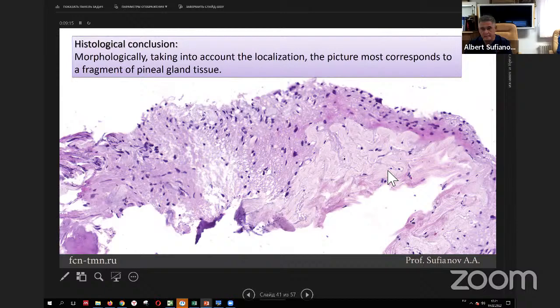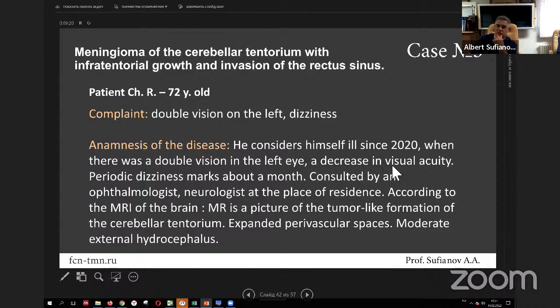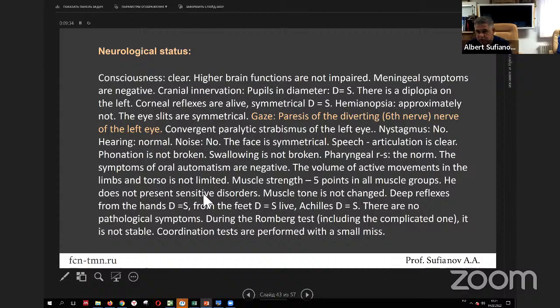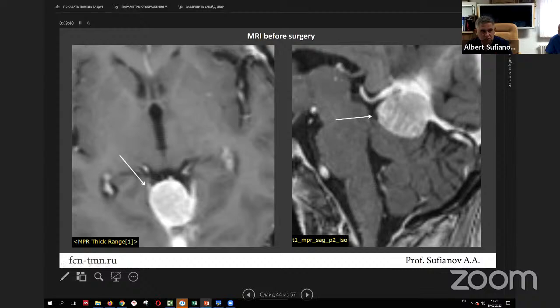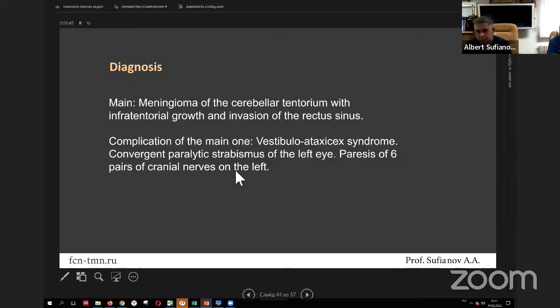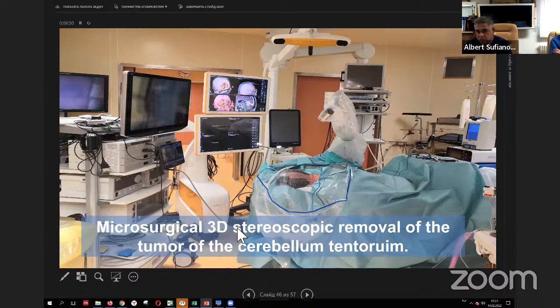And the third case, the last case I want to show, is about a meningioma of the cerebellar tentorium, which invades the rectus sinus. It's not an easy case for us. This is the MRI before, you see, very adherent to the rectus sinus, to the galenic vein. Again, this is the operation room, exoscope, position of the patient, navigation, and the monitor.